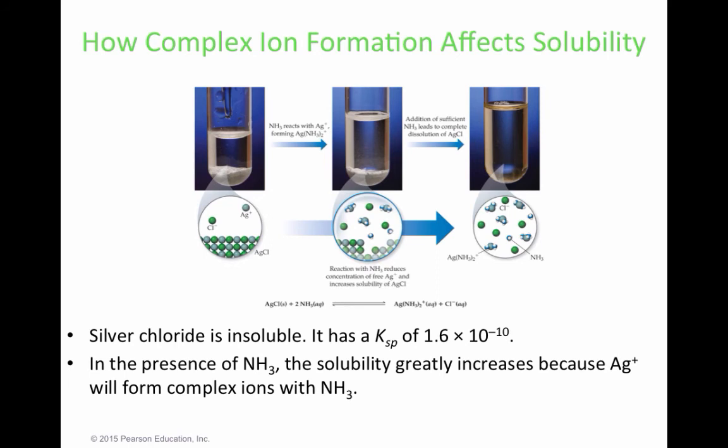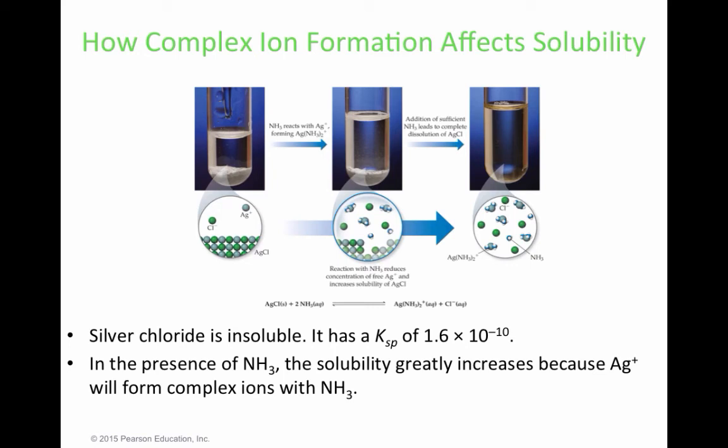Now, how the complex ion formation affects solubility. If we take a look at an example of silver chloride. Silver chloride is insoluble. It has a KSP of 1.6 times 10 to the negative 10. Very small KSP, which means not very much of it can dissolve in pure water. However, in the presence of ammonia, the solubility will greatly increase because silver ions, Ag+, will form these complex ions with ammonia. You can take a look at this picture at the example.